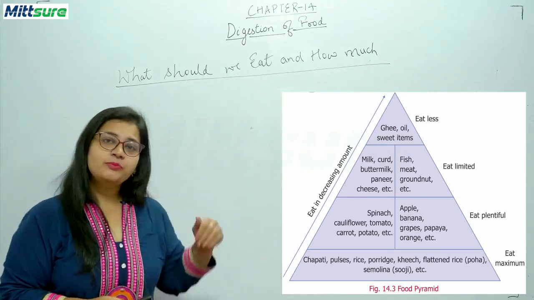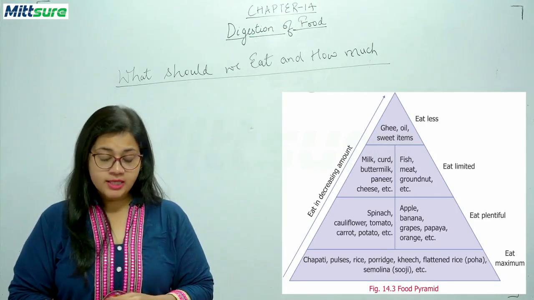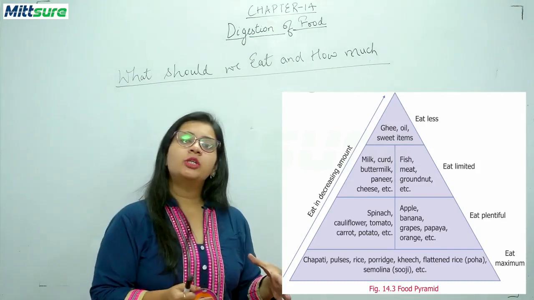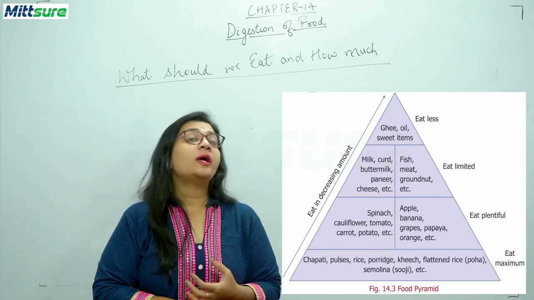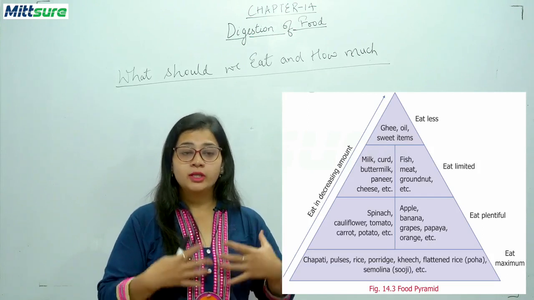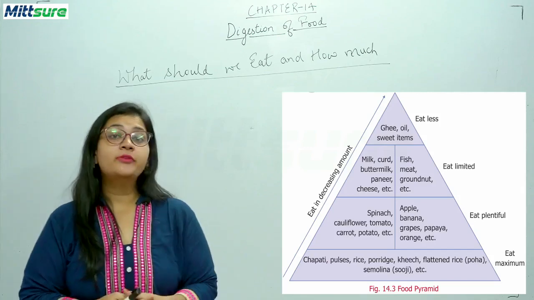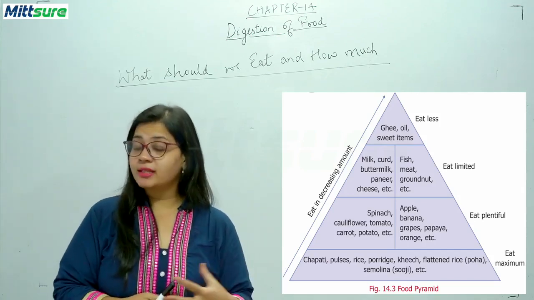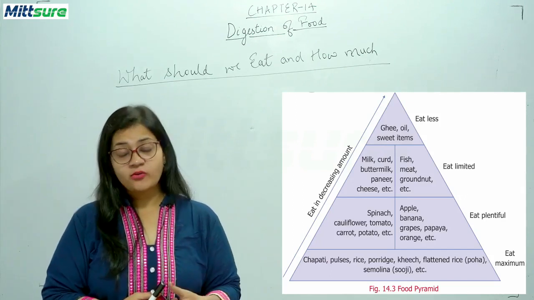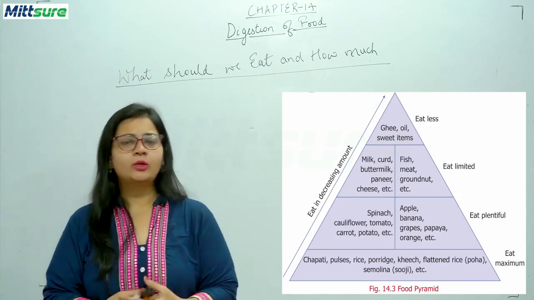Okay, now the first bottom layer, the last bottom of this pyramid of your food, consists of the food items that we should eat maximum. Eat maximum, children, why? These food items give you energy, and this energy is very essential for whatever work you are doing in your day to day activities. It's very required that you have this energy. So the food items that give you energy, which you should eat maximum, are chapatis, pulses, rice, porridge, flattened rice that is poha, semolina that is suji, etc. And I like all these items.